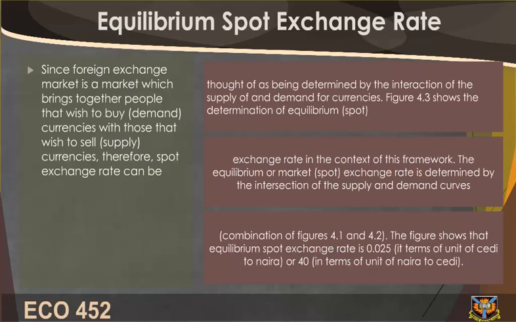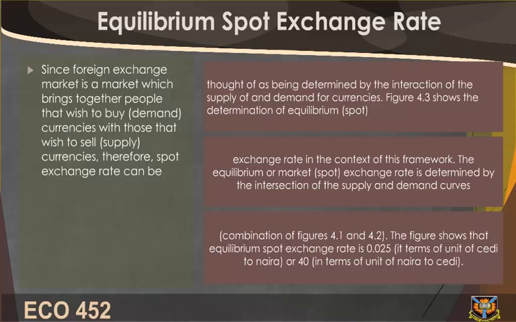Equilibrium spot exchange rate. Since the foreign exchange market is a market which brings together people that wish to buy, or demand, currencies with those that wish to sell, or supply, currencies, the spot exchange rate can be thought of as being determined by the interaction of the supply of and demand for currencies. Figure 4.3 shows the determination of the equilibrium spot exchange rate. In the context of this framework, the equilibrium or market spot exchange rate is determined by the intersection of the supply and demand curves, a combination of figures 4.1 and 4.2.